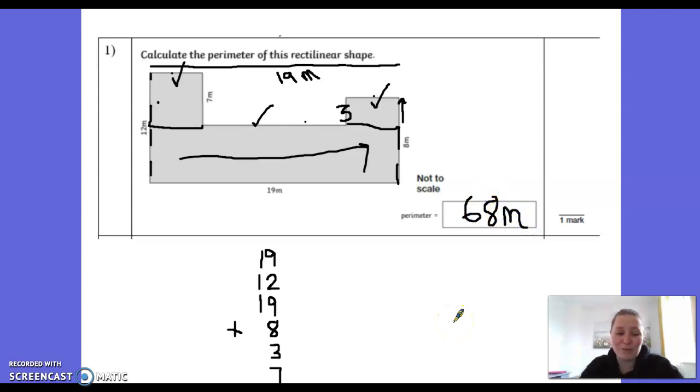So massive well done if you got that, and if you found that easy, then you have beaten me on that one because I was really struggling with that one.